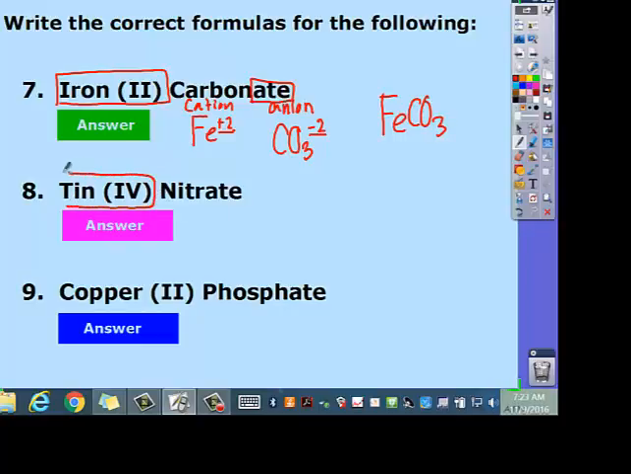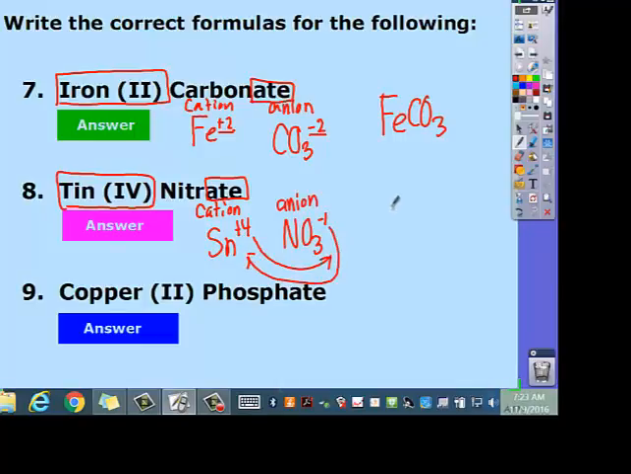Let's try this one, tin(IV). Tin is my cation, and that is Sn, and that has a positive 4 charge. My anion is nitrate. Look on the back of the periodic table where it says polyatomic ions. NO3, -1. Cross my charges. I'm going to have 1 Sn, and I'm going to have 4 nitrates. So you need parentheses, 4 nitrates.